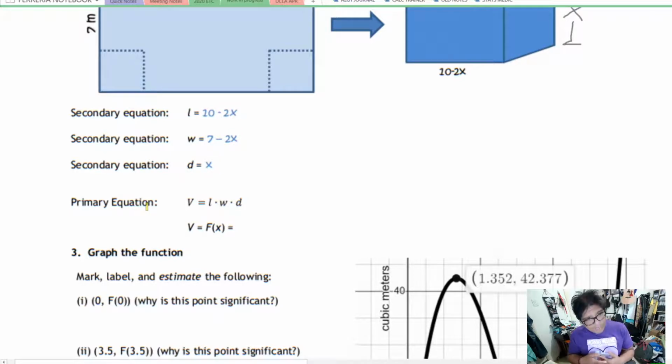You don't have to worry too much about that bit of vocabulary, but you might hear me in class talk about secondary equations. When you make all those substitutions, you get x times the quantity of 10 minus x multiplied by the quantity of 7 minus 2x. And when you expand, you'll get 4x cubed minus 34x squared plus 70x. So once again, 4x cubed minus 34x squared plus 70x. So this is our volume function. This is the thing that we're trying to optimize. And in this case, optimize means maximize.